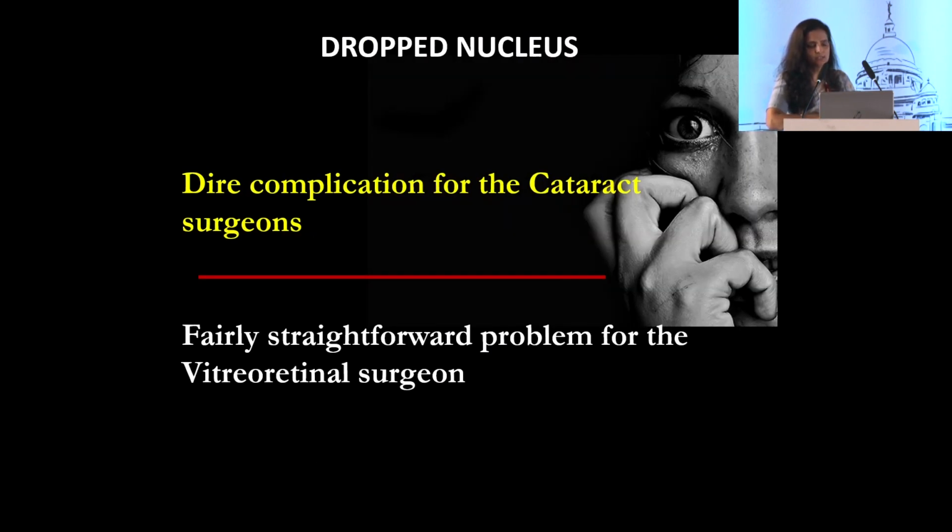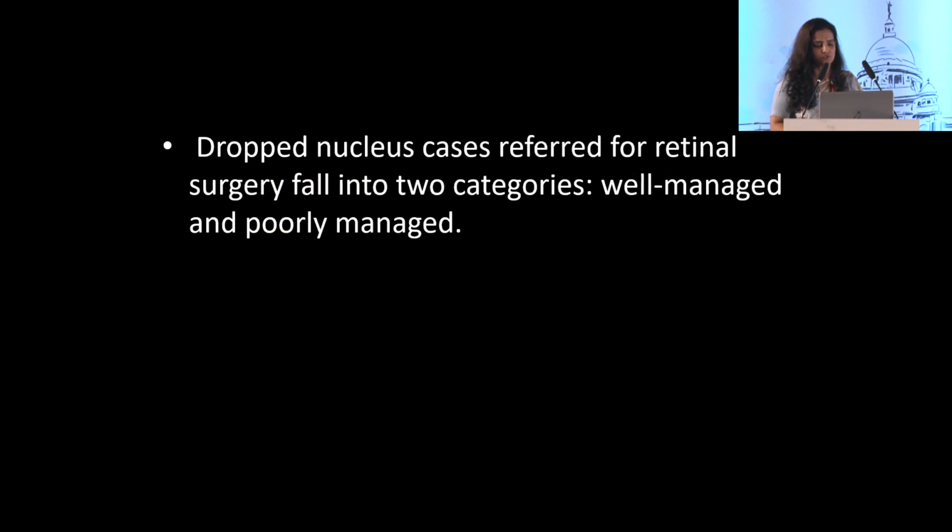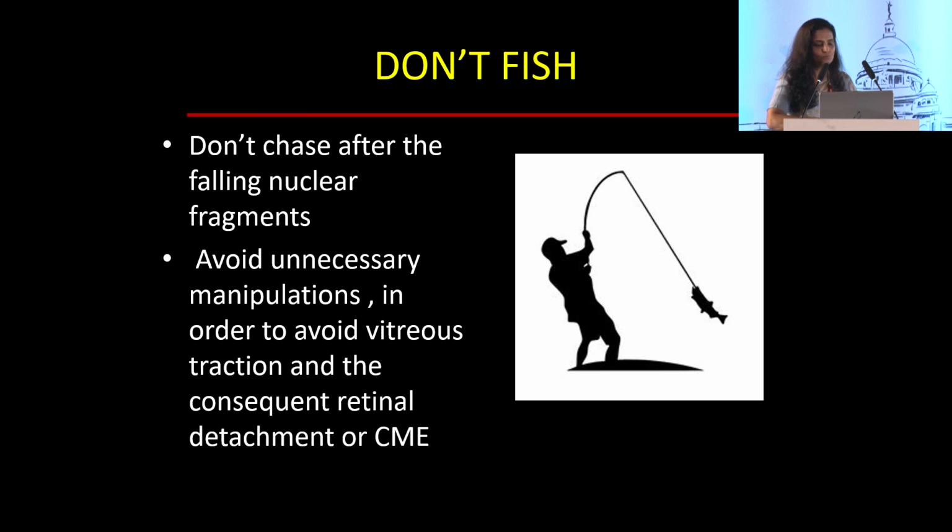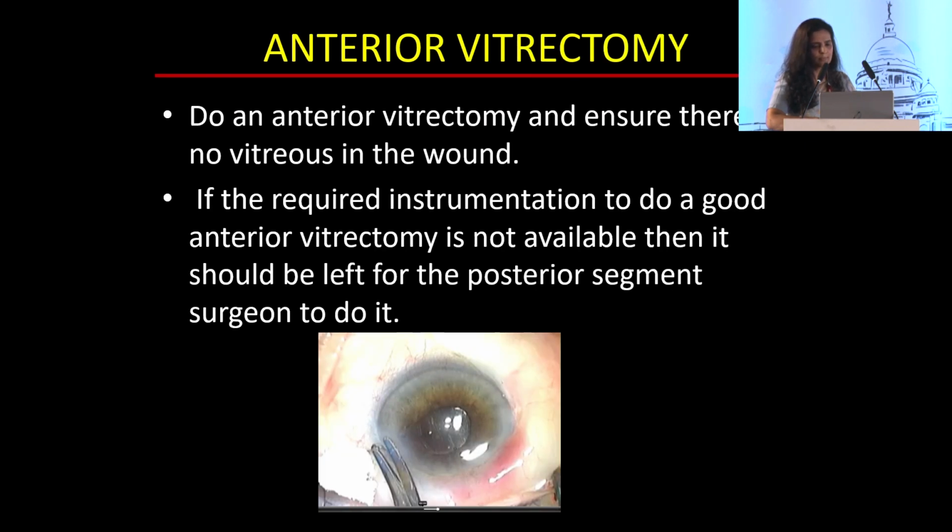Now, a drop nucleus, as I mentioned, is a dire complication for the cataract surgeon, but it's a fairly straightforward problem for the vitreoretinal surgeon. So, drop nucleus cases, I always say, referred to a retina surgeon, fall into two categories, well managed and poorly managed by the anterior segment surgeon. So, this is something that has been repeated on and off. Don't chase after the falling nuclear fragment. Avoid unnecessary manipulations, in order to avoid vitreous traction, retinal detachment or CME.